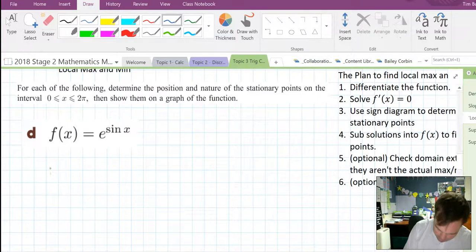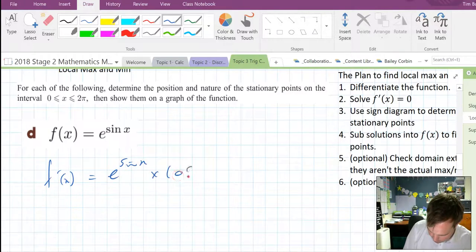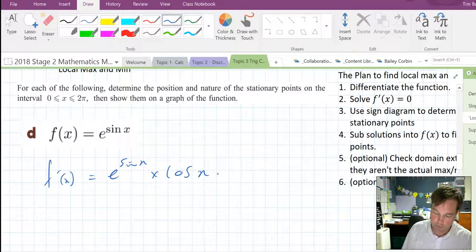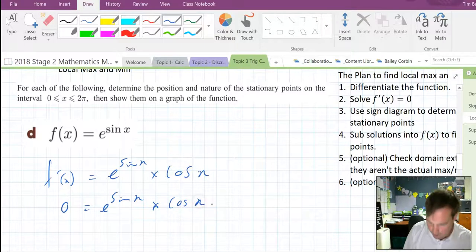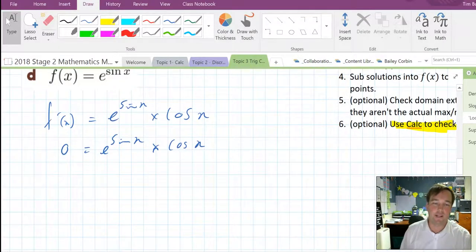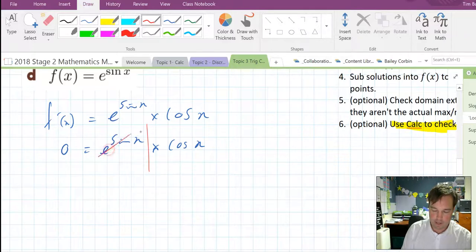So here, f dash x is equal to e to the sine x multiplied by cos x. Alright, we want to solve it equal to 0. 0 equals e to the sine x times cos x. And this is where your knowledge of functions really comes in handy. So null factor law, we've got two things multiplied together. One of them must equal 0 for the whole thing to equal 0. E to the power of anything can never equal 0. So all we're really interested in here is when cos x equals 0.